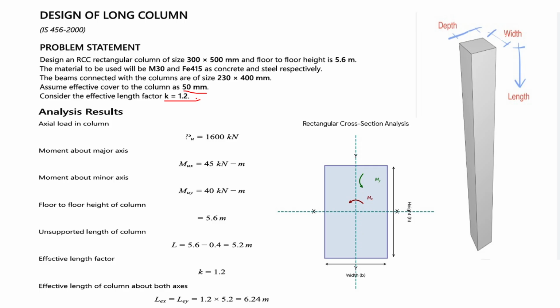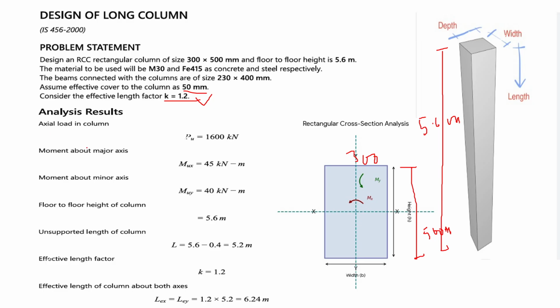Sorry, 1.2 only. So this is the dimension of the column: the width is 300 and the depth is 500 mm, and the length of the column is 5.6 meter. I hope it is clear.